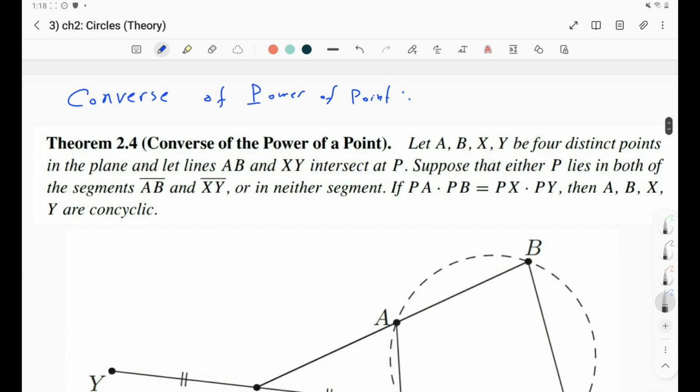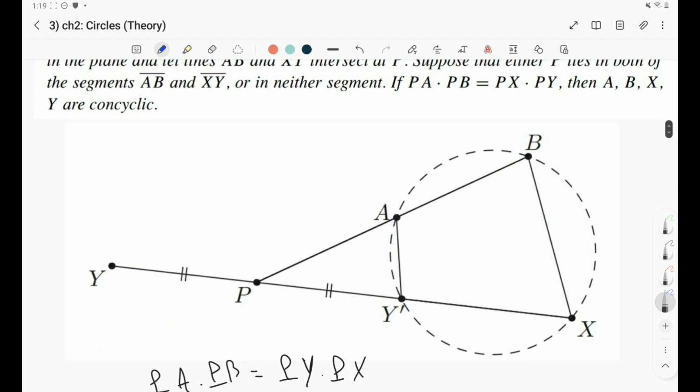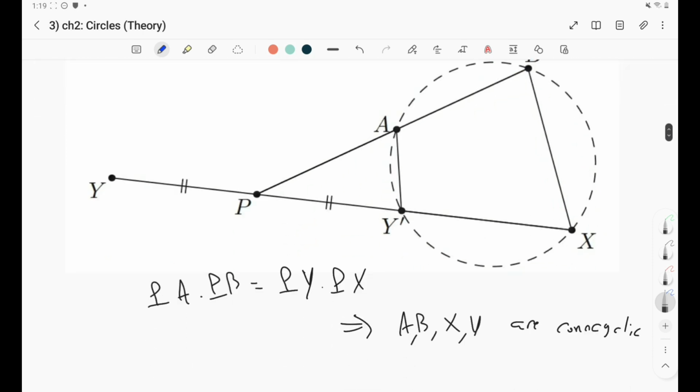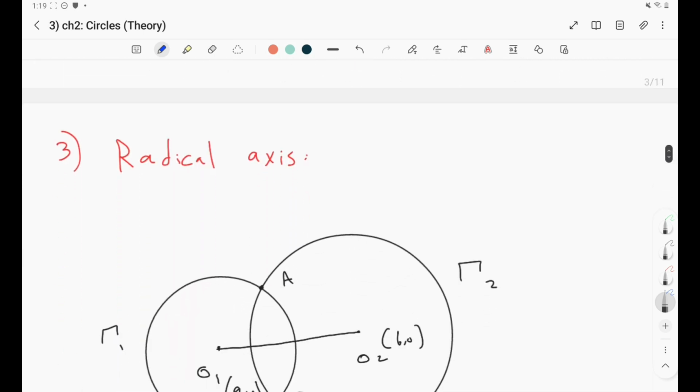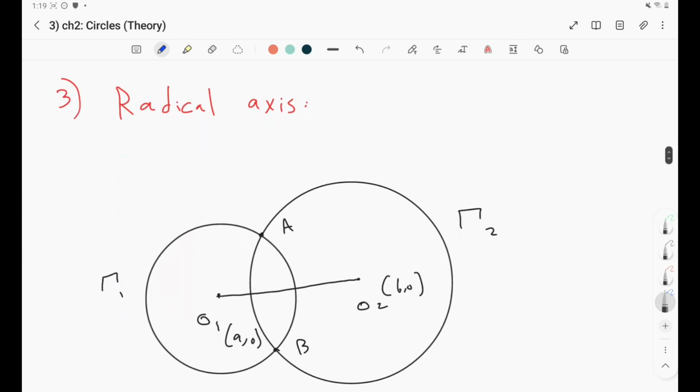We also learned the converse of power of a point, which is really powerful. This gives us another idea to prove that quadrilaterals are cyclic using lengths. Usually we do it with angles, but right now we can also do it with lengths, which is really important and very powerful. We also then learned about radical axes.